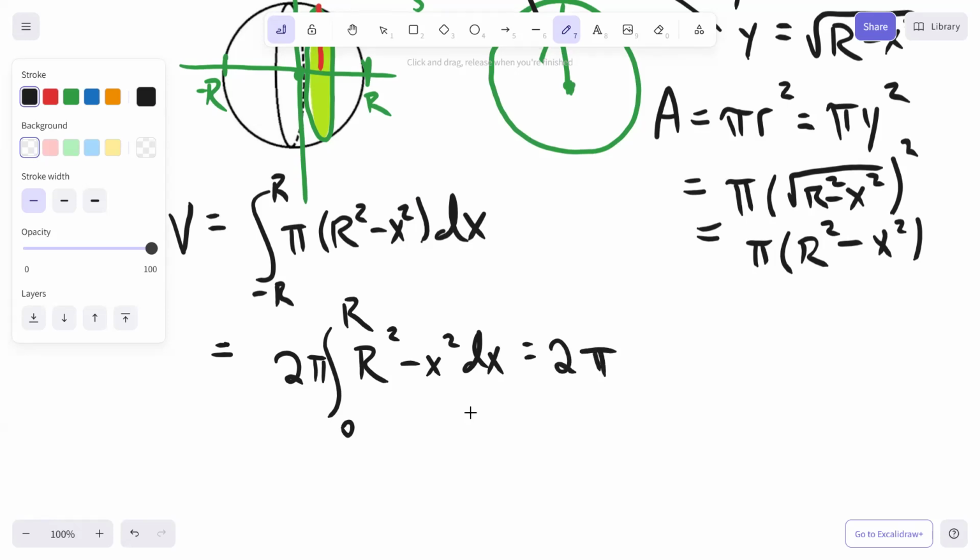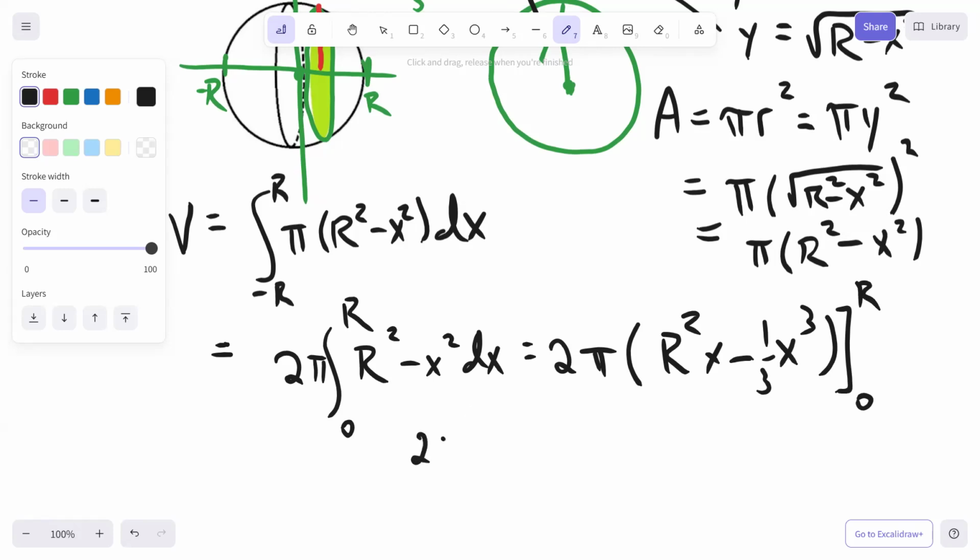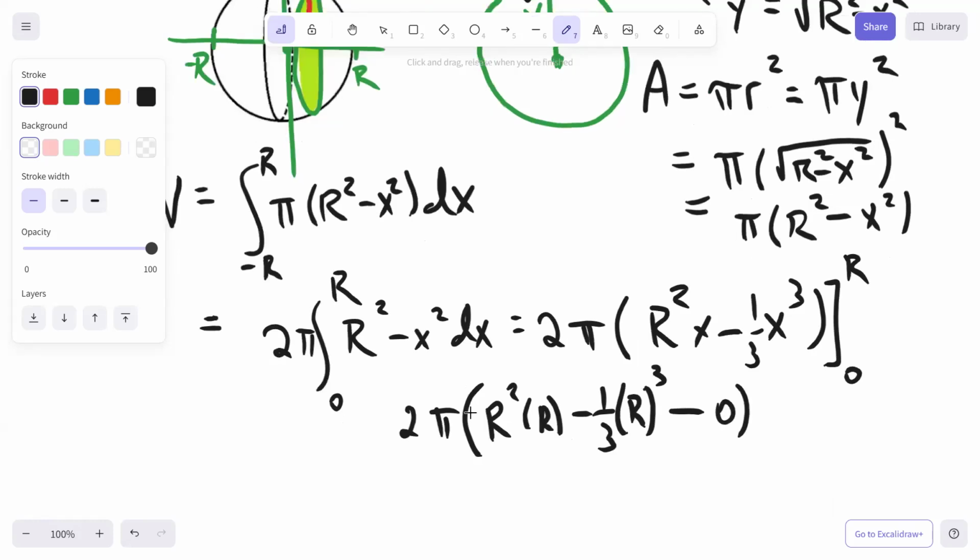So this would become capital R squared times x, not 1/3 r squared, not 1/3 r cubed. However, the x squared becomes 1/3 x cubed. And we're going to evaluate that from 0 to r. So you have 2 pi times the function evaluated at r, which would be r squared times r minus 1/3 times r cubed, minus the function evaluated at 0, which is just 0.